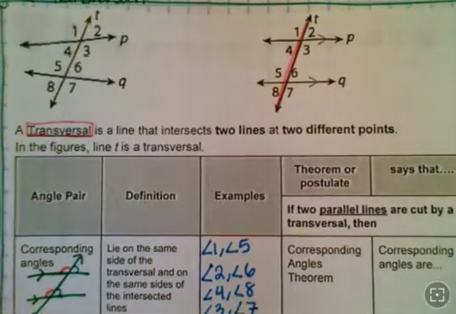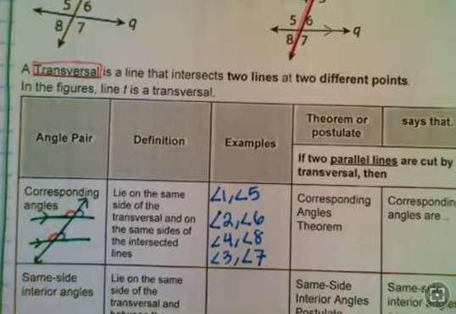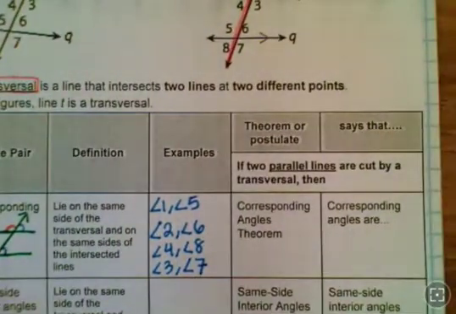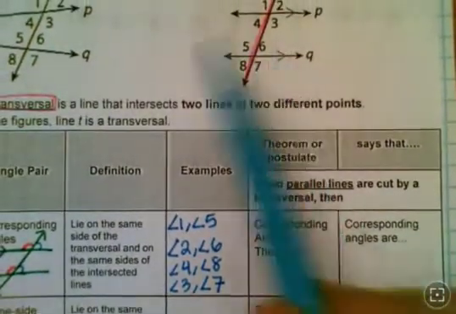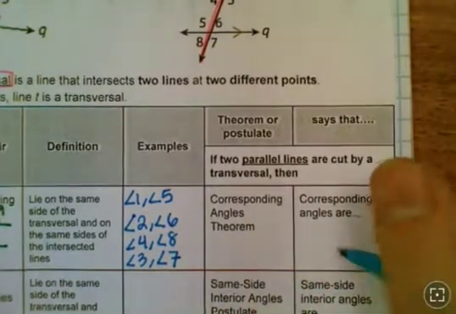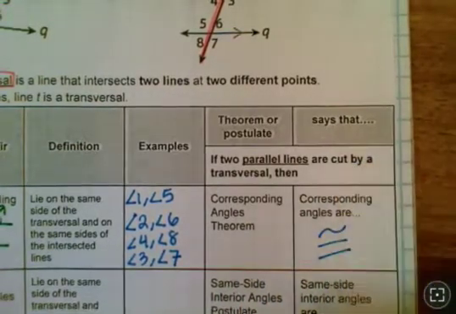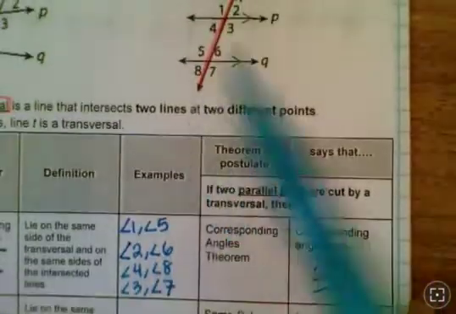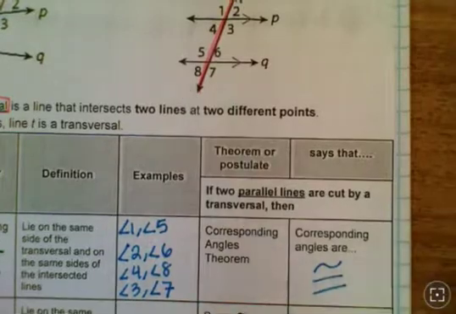And so when you're thinking about corresponding angles, just think top left, top right. That's what we're looking for. If 2 parallel lines are cut by a transversal like they are in this diagram, then the corresponding angles theorem tells us that corresponding angles are congruent. They will always be congruent. So in this diagram, angles 1 and 5 are congruent, 4 and 8 are congruent, etc.